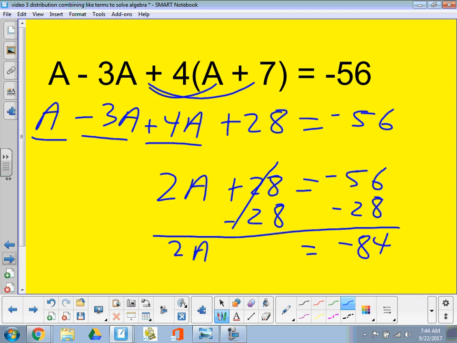Now, to isolate the a, divide by 2, balance it, divide by 2. A is equal to 84 divided by 2, which is 42. And a negative divided by a positive is negative 42. A is equal to negative 42.